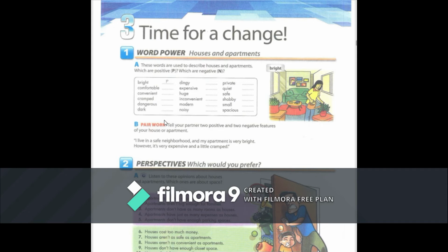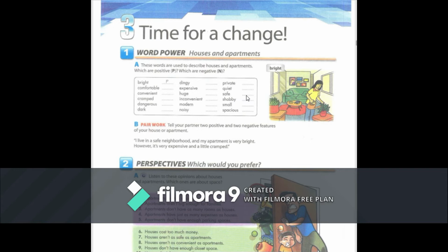Convenient. Convenient is a positive thing. Obviously, most of us want a convenient, comfortable, bright house. Okay. Huge, that's a positive thing, and safe. Obviously, that's a positive thing. Who doesn't want to live in a safe place? Okay, cramped. Cramped is a very little space, so maybe some people like these cramped places, but we're gonna consider it as a negative thing. Because no one likes a cramped place, if you can get the huge one, you're gonna get it.